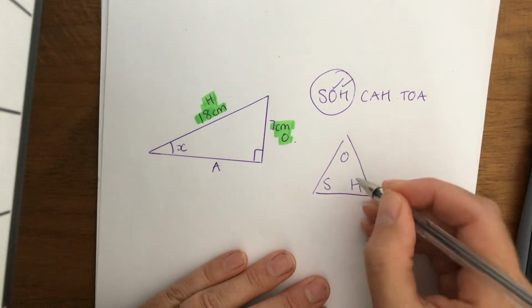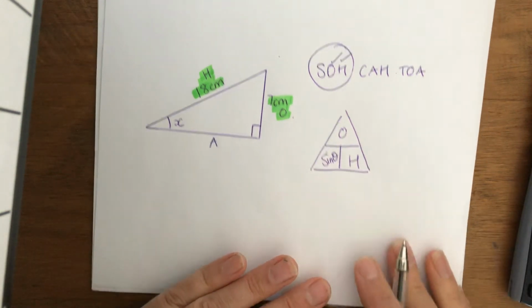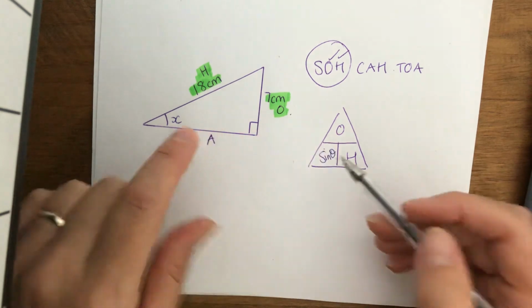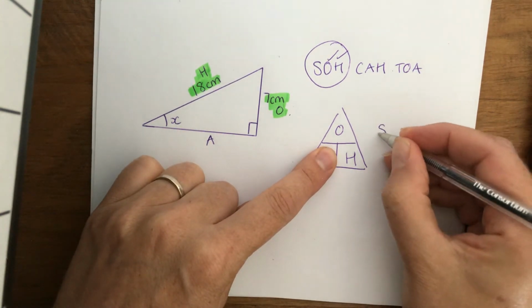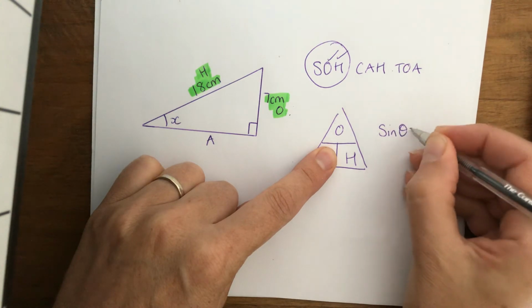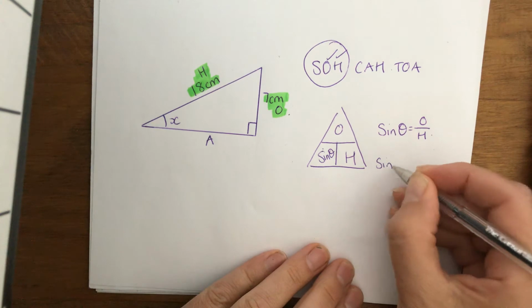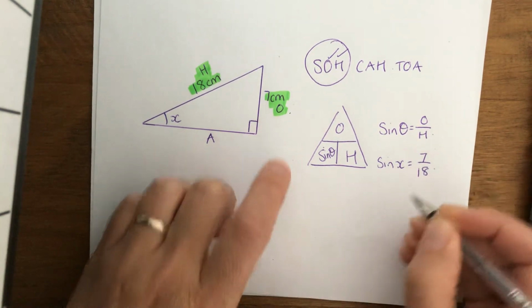SOH, always the middle one that you put up at the top. S stands for sine of the angle. If I want to find the angle, that's the one I cover up. Doesn't matter whether it's called X or theta, that's the one you cover up if you want to find the angle. So sine of the angle is opposite over hypotenuse. So sine of X equals 7 divided by 18.